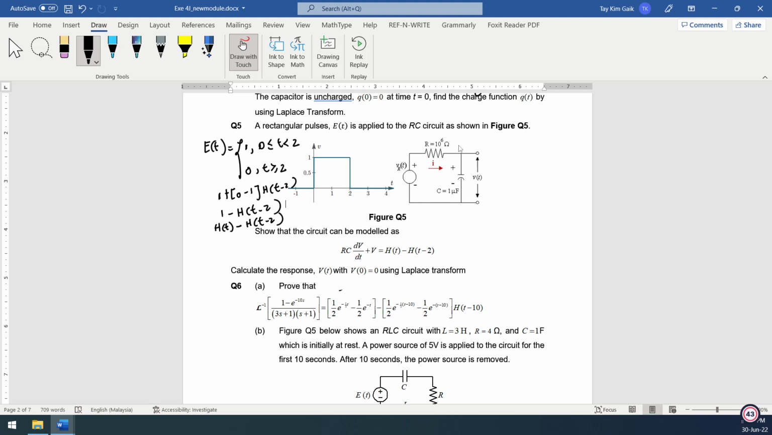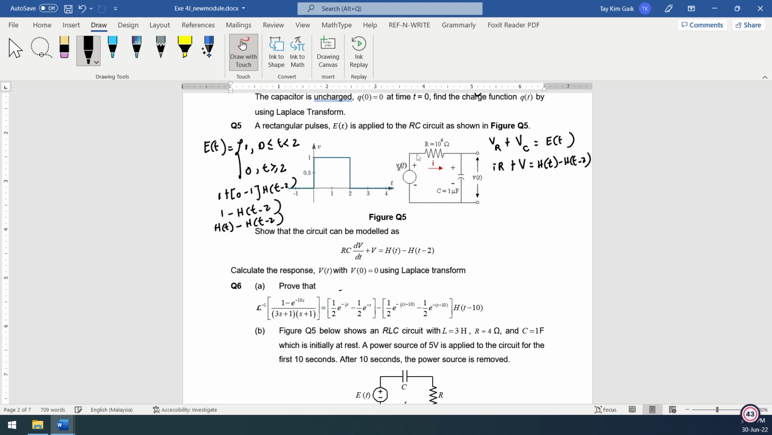Then we have the RC circuit. So the voltage across R, VR, plus the voltage across the capacitor VC is equal to e(t) that we have found, which is h(t) minus h(t minus 2). They want us to find the voltage across the capacitor, denoted as V. We know VR is IR, and VC is denoted as V, so this equals e(t), which is h(t) minus h(t minus 2).